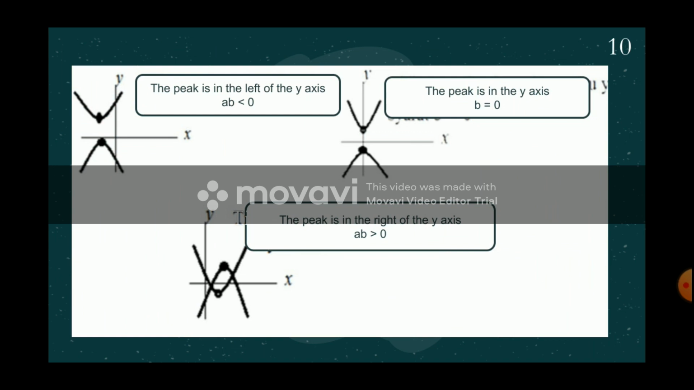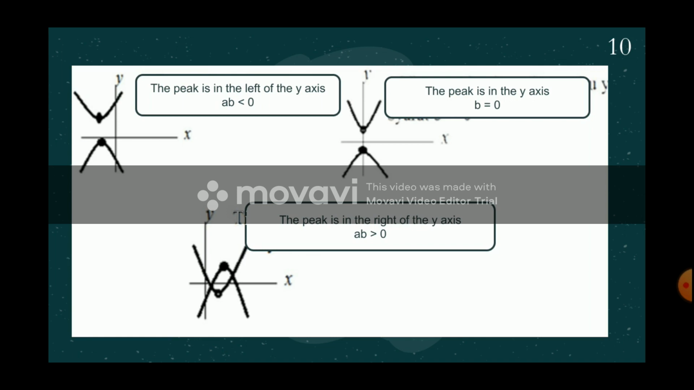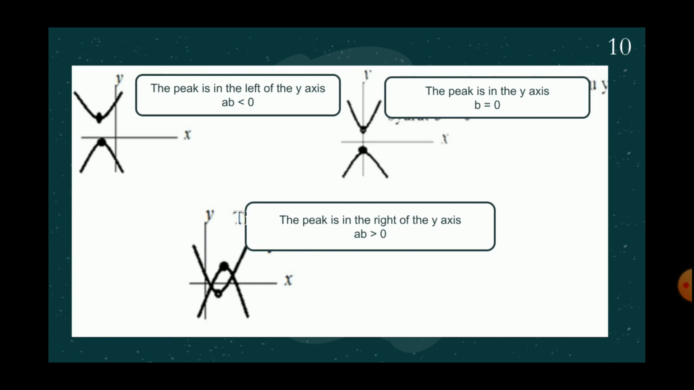The value of b in the equation determines the peak position of the curve. In other words, it determines the curve's symmetry axis, which is equal to x equals minus b over 2a. The peak is to the left of the y-axis if a times b is less than 0. The peak is on the y-axis if b is equal to 0. And the peak is to the right of the y-axis if ab is greater than 0.